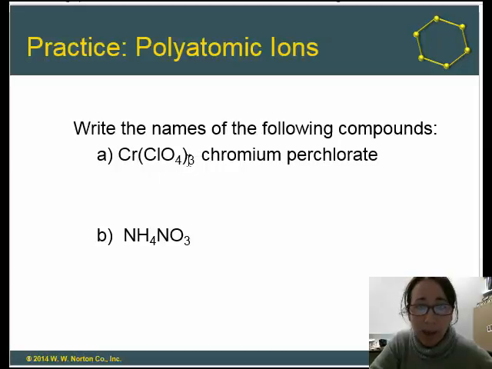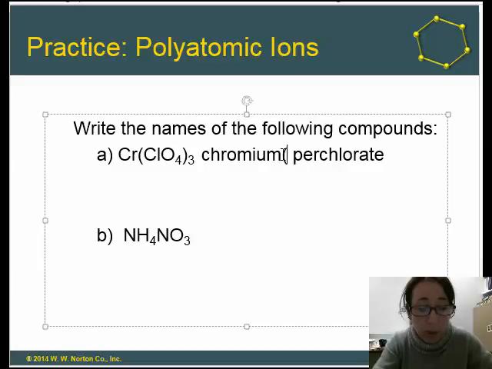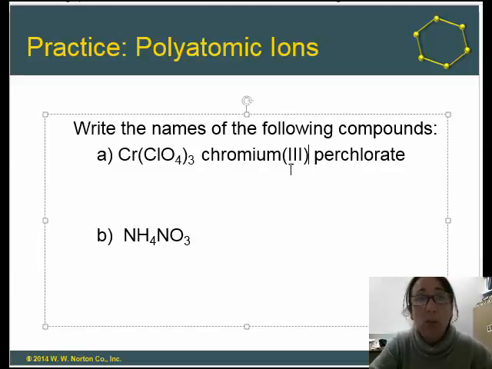This formula says I have 3 perchlorates, and perchlorate has a charge of -1. Therefore, my total charge due to my anions is -3, so the charge on chromium has to be 3. The name of this compound is chromium(III) perchlorate.